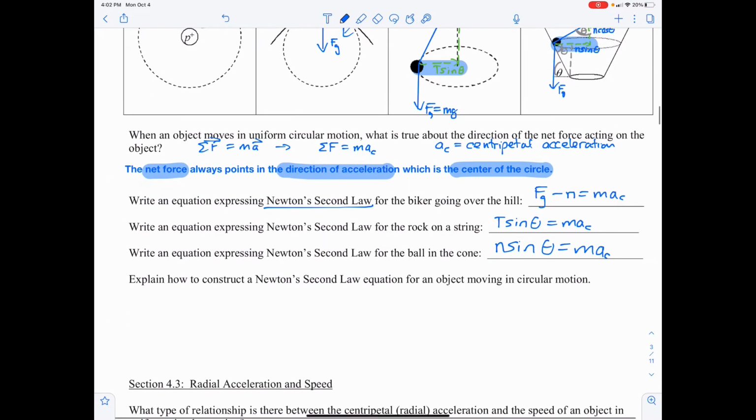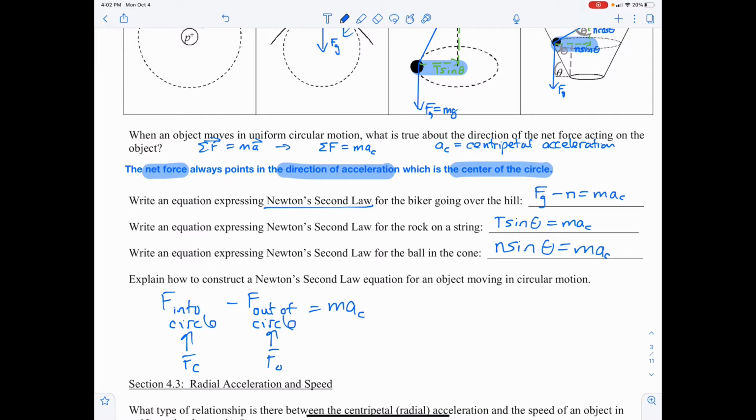Explain how to construct a Newton's second law equation for an object going in circular motion. Well, basically, forces into a circle minus forces out of a circle, because this would be the causing force and this would be the opposing force, equal MAC.